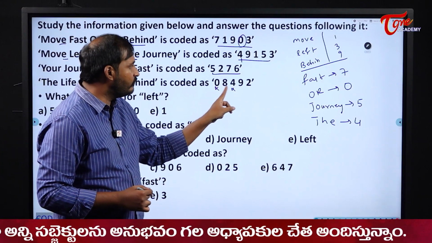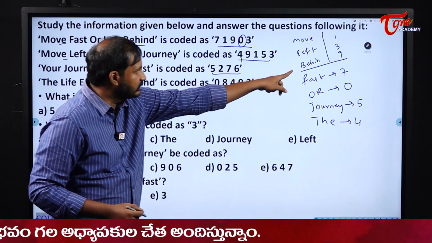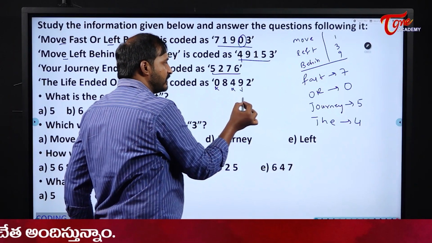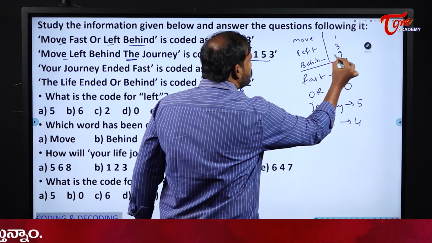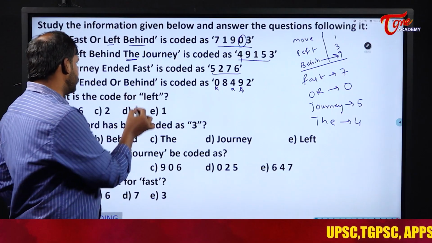So, in this one, what do we have? For behind, what do we have? 139. Either 139, right? So, only one is there left for us. That is what? 9 here. So, that means behind is coded as what? Directly 9. Behind is coded as directly 9. Now, we got a confirmation.